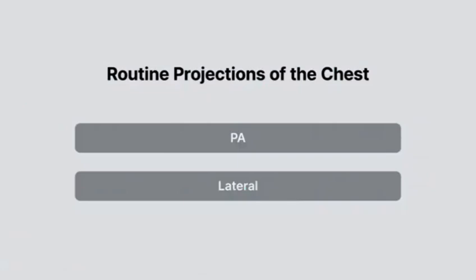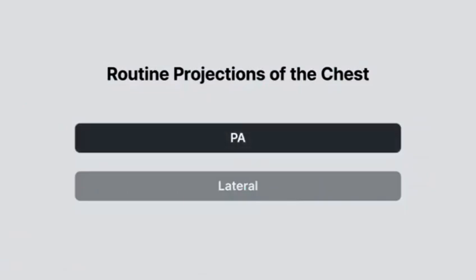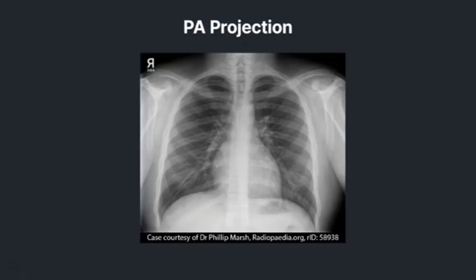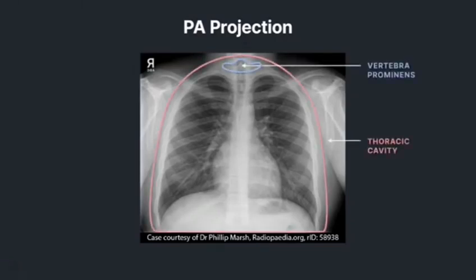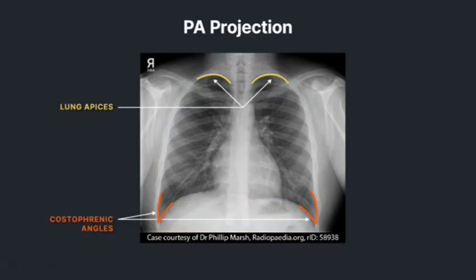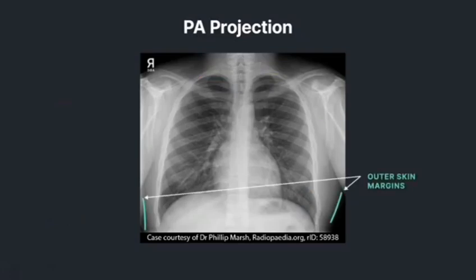The routine radiographic projections for the chest are PA and lateral. For the postero-anterior, or PA, projection, the entire thoracic cavity should be included from the vertebra prominence to below the lower rib margin. The lungs should be visible from the apices to the costophrenic angles, and the image should be taken on suspended inspiration to depress the diaphragm. Additionally, the outer skin margins on both sides should be included laterally to ensure all relevant anatomy is demonstrated.